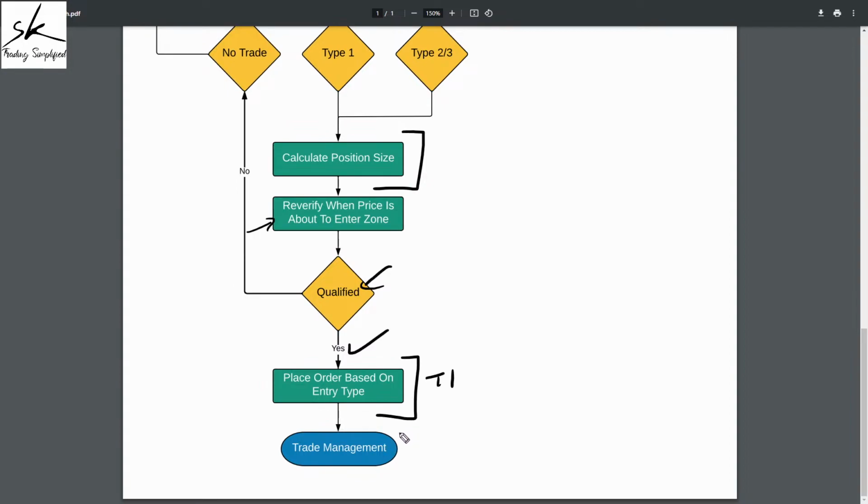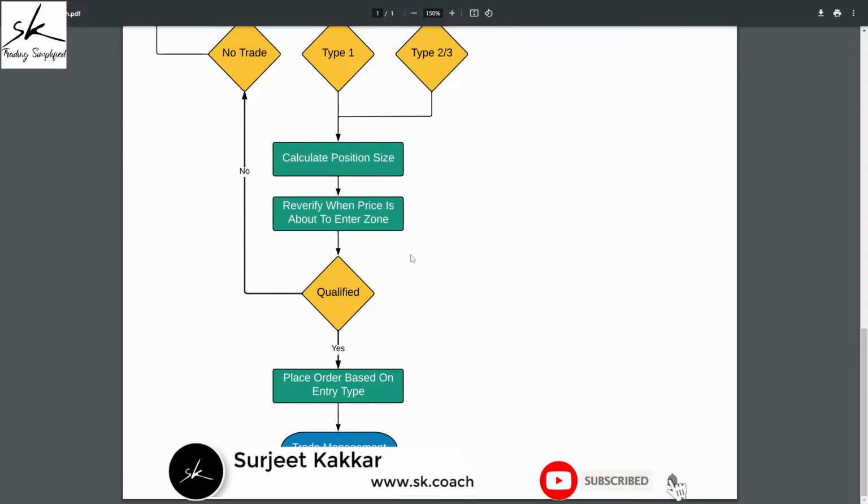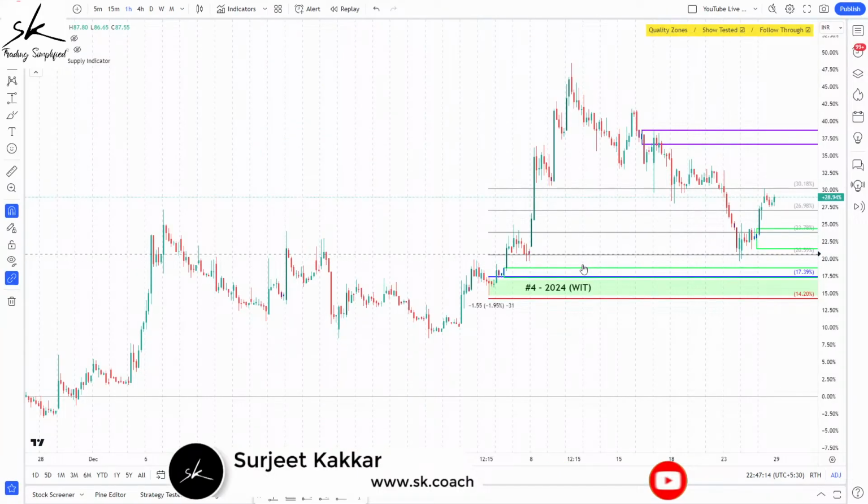Once your order has been executed, the last step is your trade management, where step 1 is at 1:1 we make it a break-even trade, which we saw in the case of ABFRL. After that, if we get the opportunity to trail, we can start using our trailing stop loss, which we also saw in the case of ABFRL, which would have given you an exit at about 1.5:1. So this is how we plan trades, very mechanically, very rule-based, and that takes care of our analysis for today.